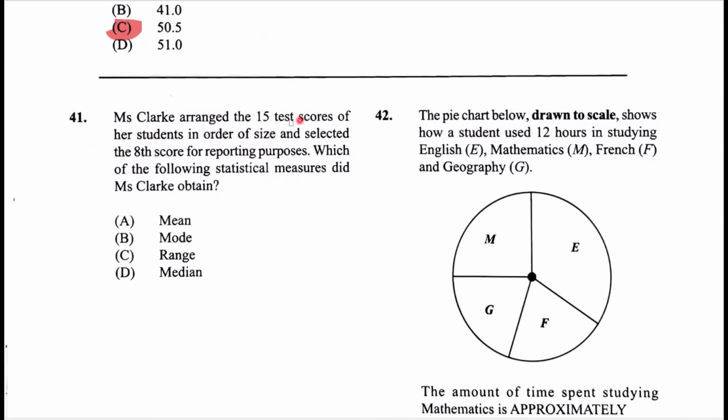41. Ms. Clark arranged the 15 test scores of a student in order of size, selected the 8th score. Which of the statistical measures did Ms. Clark obtain? That is your median, and halfway through 15 is 7.5, approximately 8. So that's your median. That's D.